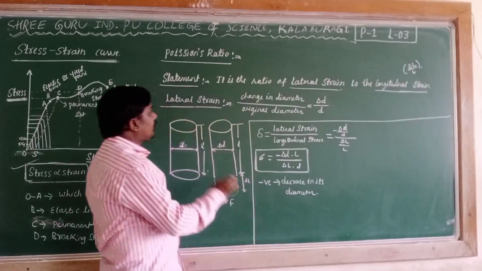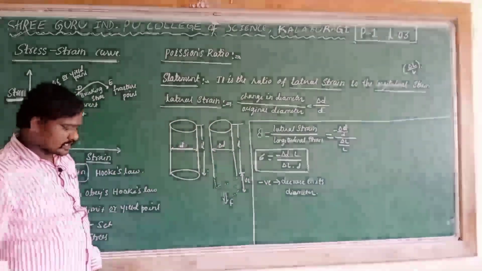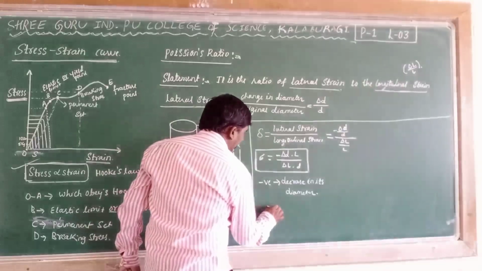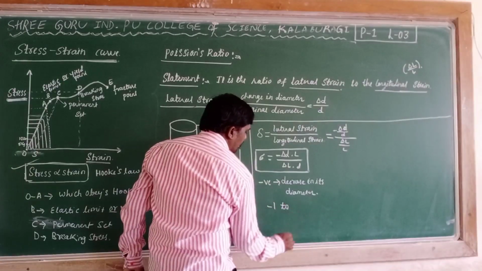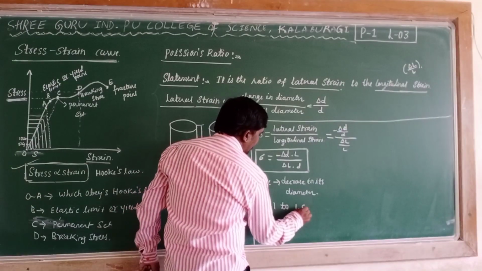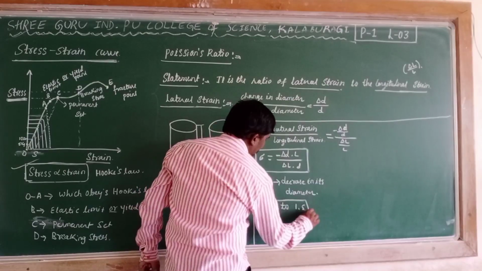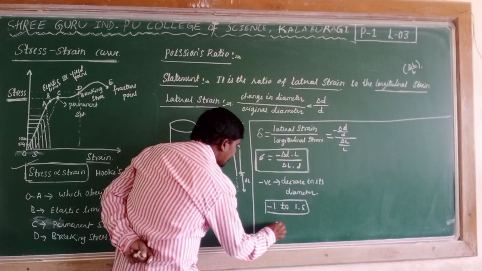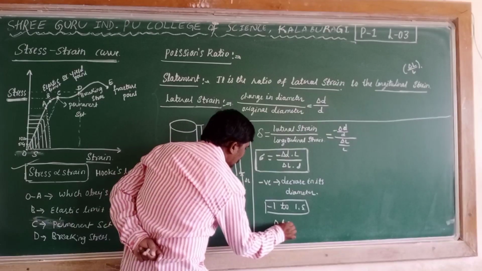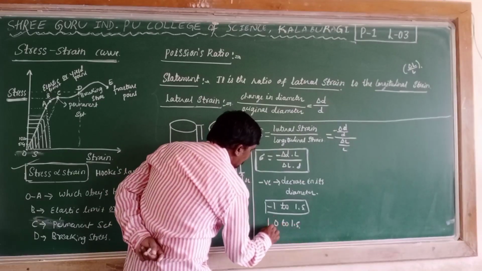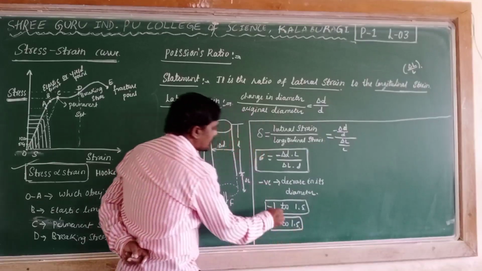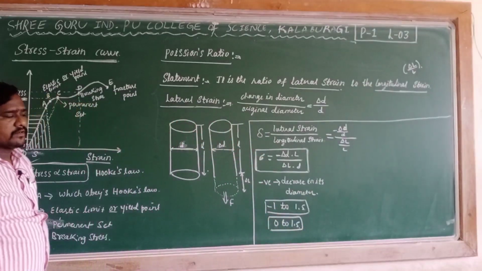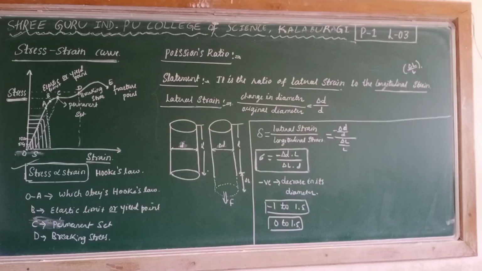And the Poisson's ratio is between -1 to 1.5. These are the numerical values, and by practice we consider 0 to 1.5 for all elastic materials. The value is between 0 to 1.5.